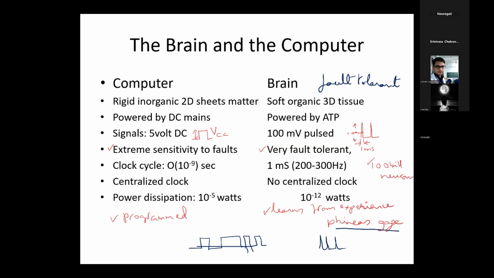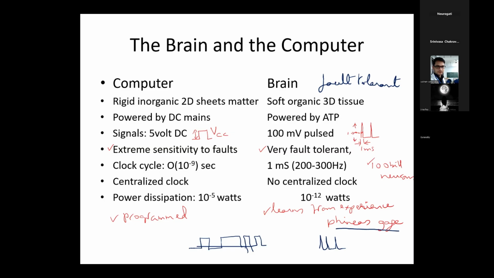Let's see some differences. A computer consists of rigid inorganic 2D sheets of matter, because the circuit boards or the chips are all two-dimensional sheets of matter. The brain is a three-dimensional volume of tissue. It's not sheets of matter. Although one interesting thing is in the brain also, very often neurons are laid out as sheets. The sheet may have typically multiple layers of neurons, but there are layers of neurons like sheets. And these sheets are connected by large three-dimensional bundles of wires. That's how the brain is. So it is still quite different from the microanatomical organization of the computer.